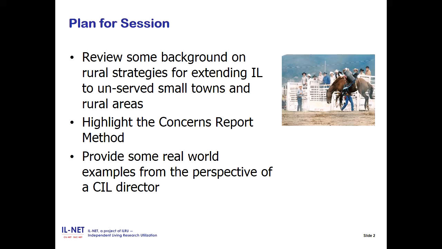And Mike is going to provide some real-world examples from the perspective of the CIL. I just want to point out the slide here has a picture of a rodeo and a cowboy riding a bucking bronco, holding on for his dear life. And that's kind of the way I sometimes feel at the beginning of a presentation. Next slide, please.